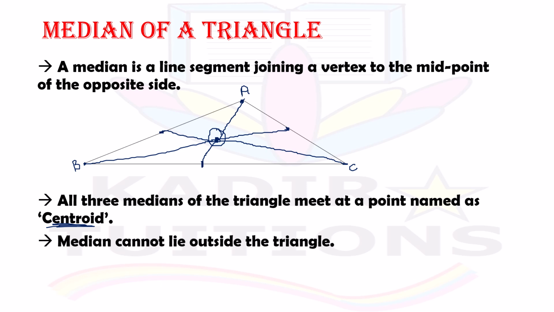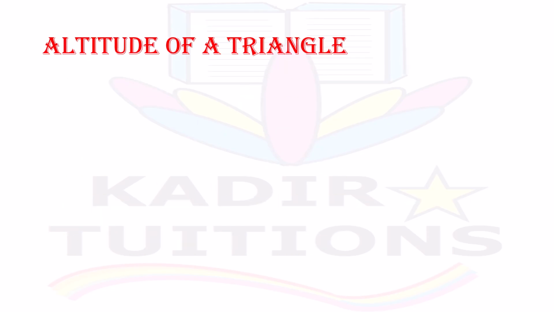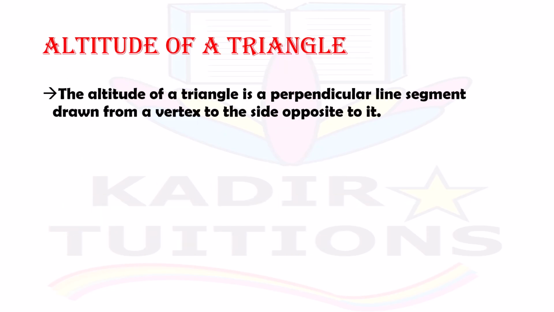And the next one, in this median of a triangle, the median never lies outside the triangle. I will say why in the next slide. So the median cannot lie outside the triangle. Next thing is the altitude of a triangle. So what is an altitude? Altitude means it's a height. Height cannot be slanting, right? Always the height needs to be a perpendicular line segment. So from the vertex, you are going to draw a perpendicular line to the opposite side. That is nothing but the altitude.